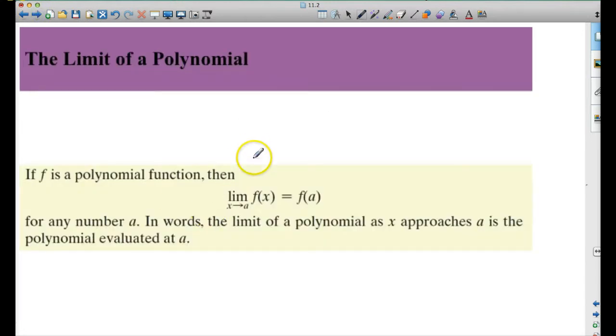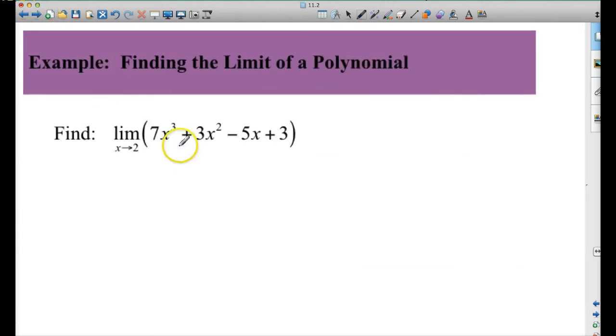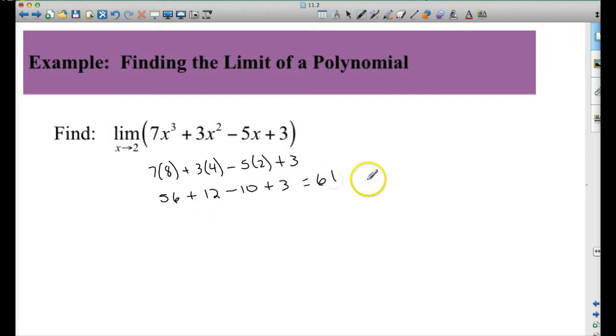If f is a polynomial function, the limit as x approaches a of f of x is equal to f of a. In other words, if this is a polynomial function, it means it's continuous. We can just take in 2 and plug it in. So we get 7 times 8 plus 3 times 4 minus 5 times 2 plus 3. We can just plug them in. So we're going to get 56 plus 12 minus 10 plus 3. 68. 71 minus 10 is 61.